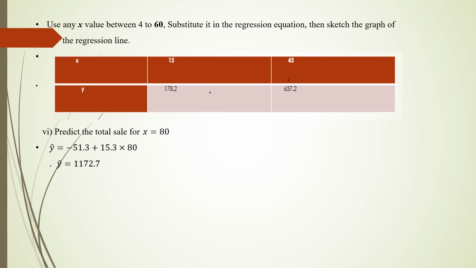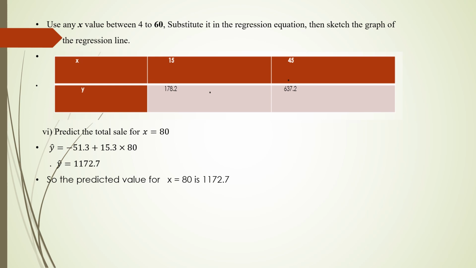Okay, now the sixth point is to predict the total sale for x equal to 80. It means that if we spend $80 million on advertising, what will our sale be? Okay, so this x is equal to 80. Put 80 in the regression equation in place of x, and then the final answer becomes y equal to $1,172.7 million. Okay, dear student.